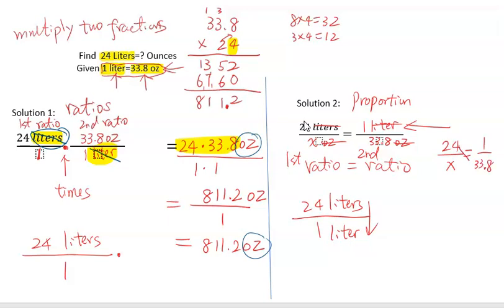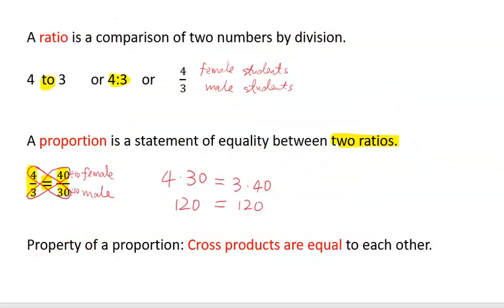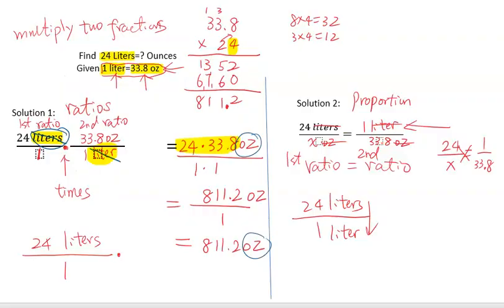And then we can use the property we just talked about: when you have a proportion, the cross products are going to be equal to each other. So we're going to cross multiply. x times 1 equals 24 times 33.8. And x times 1 will still be x, 24 times 33.8, which I already did here. So we can bring down the answer. So x, 811.2 ounces will correspond to 24 liters.